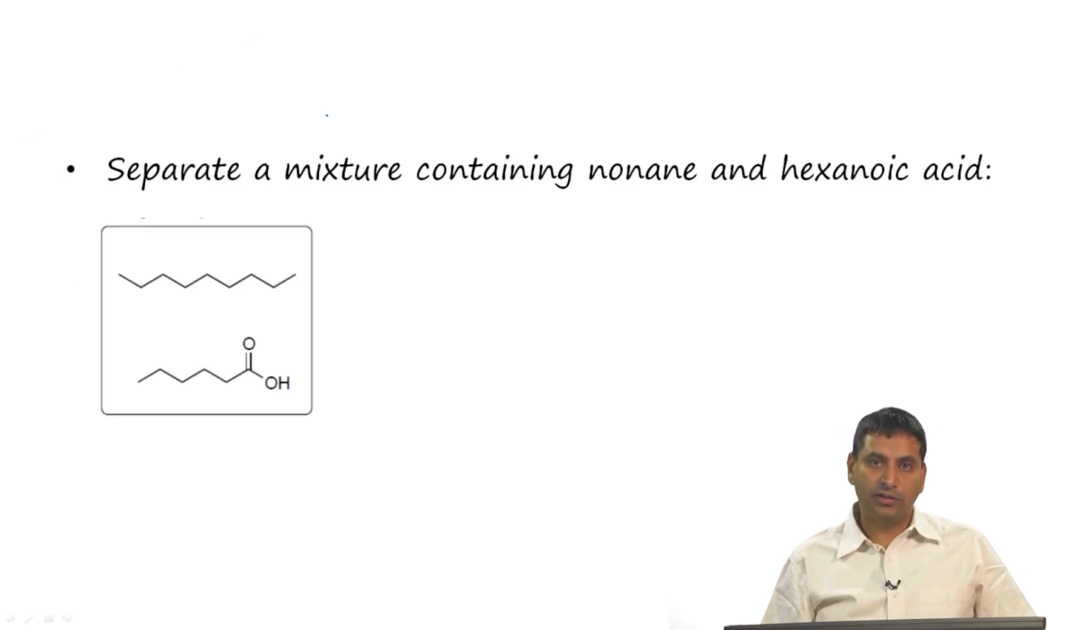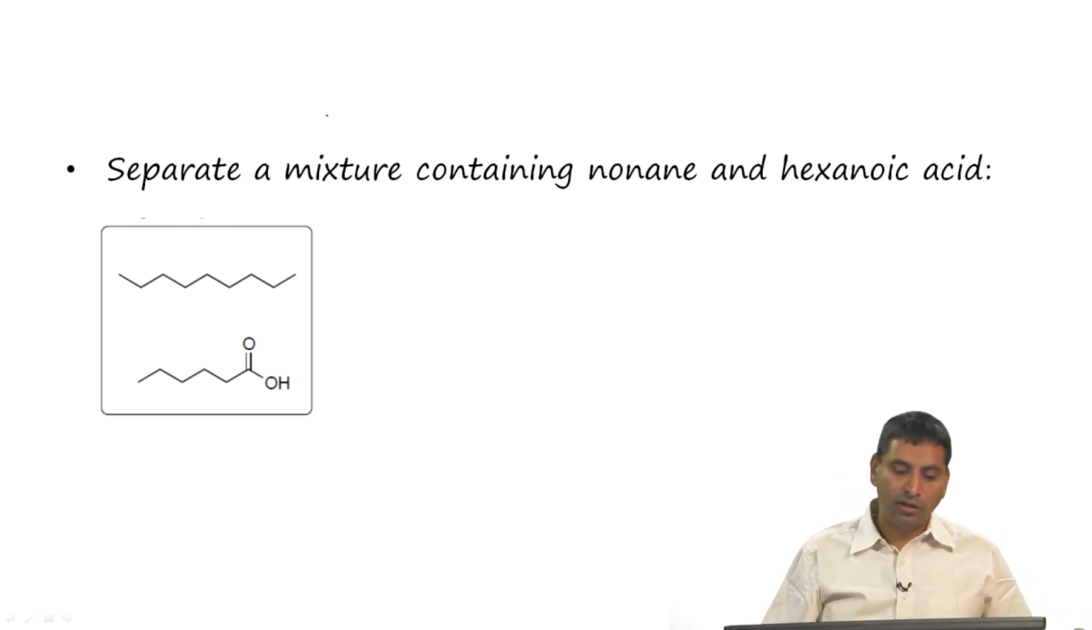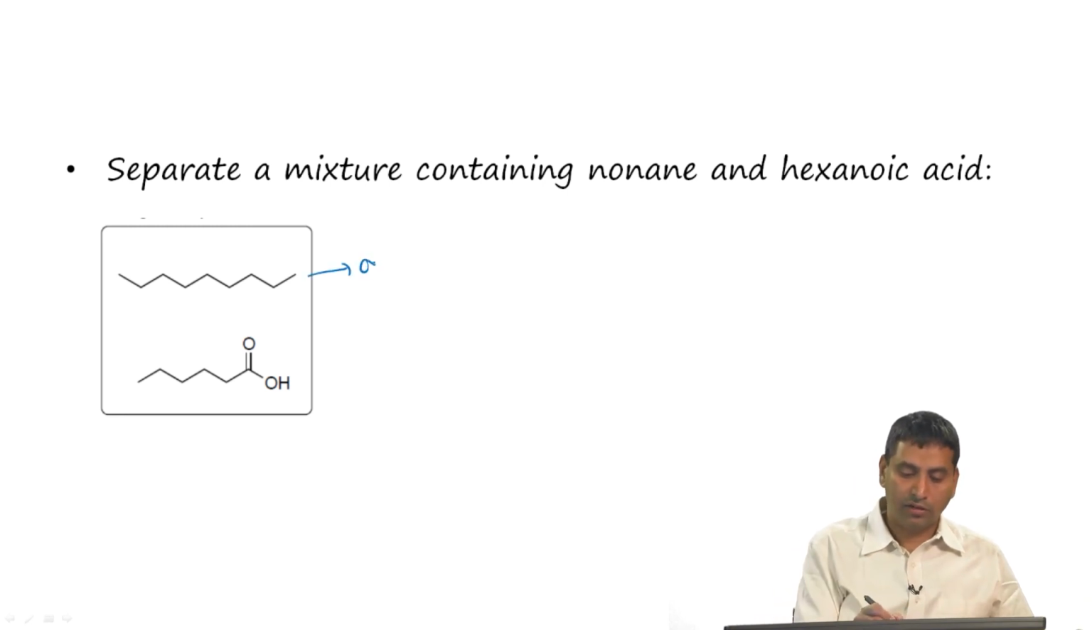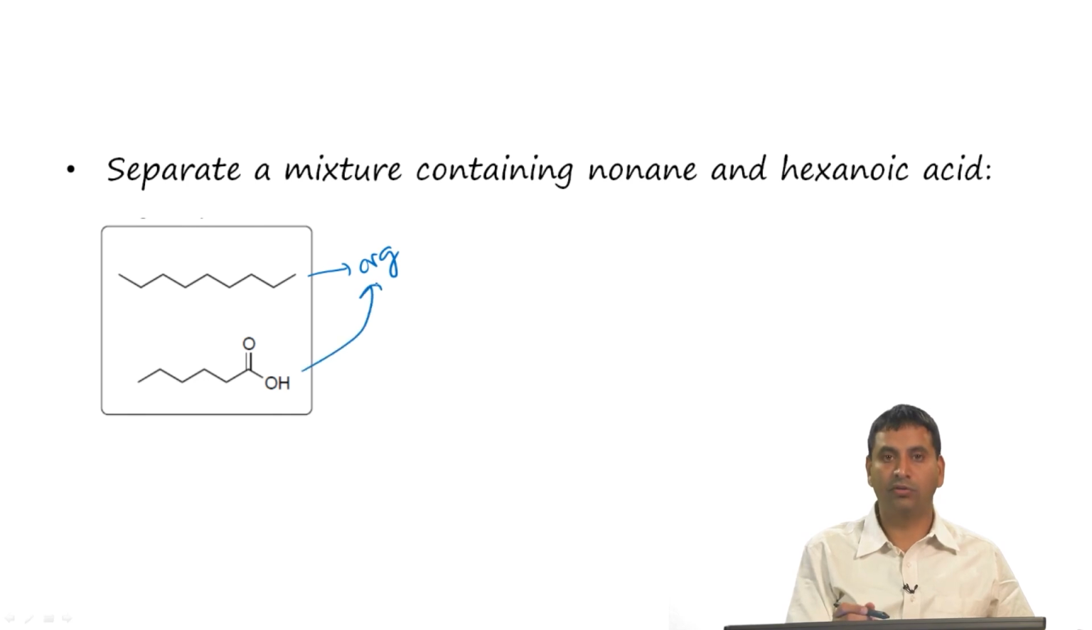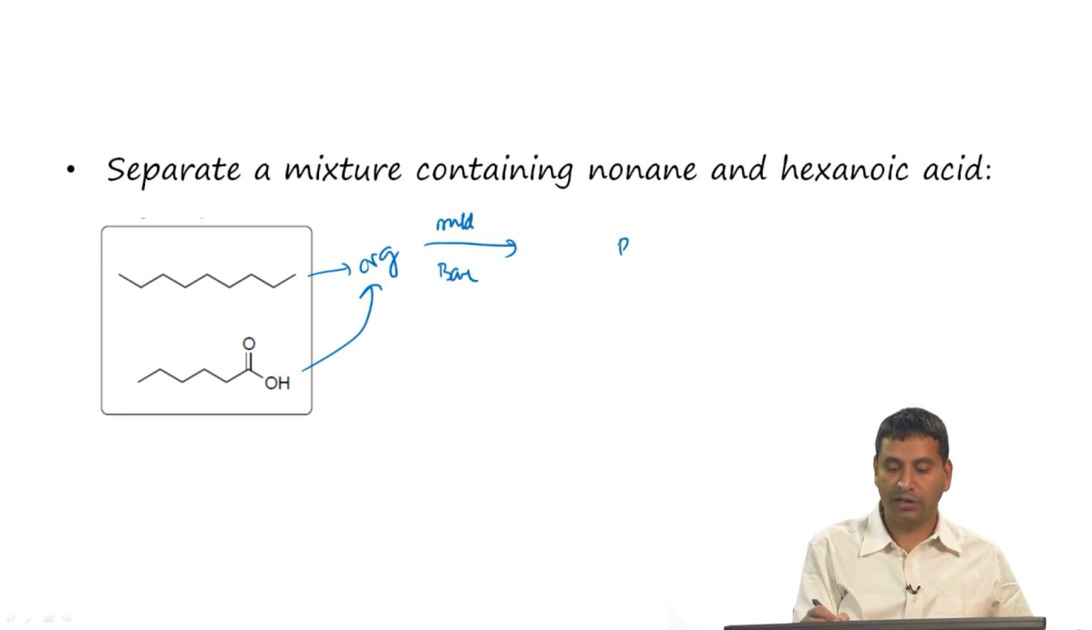So, the next question is separate a mixture containing nonane and hexanoic acid. We already looked at the example of the ternary mixture, so this is much simpler compared to that. Here, this is an organic soluble molecule. This is also soluble in organic solvent, but then we would treat it with a mild base and generate RCO2 minus, which will then be moved to the aqueous layer, and the organic layer will retain nonane.